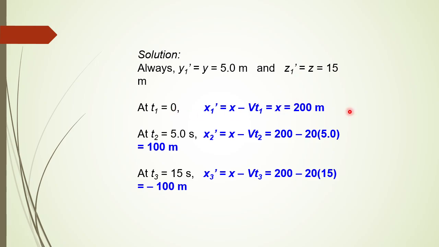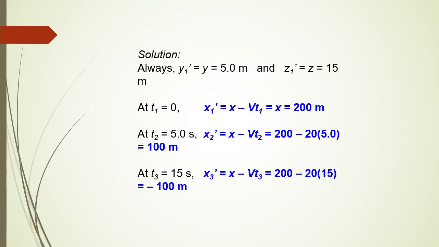Since t is 0, it will still be 200 meters because the two frames coincided at the start. At t2 equals 5 seconds, you just substitute t2 equals 5 seconds, and the distance is 100 meters. It's quite simple, right? Because the second frame that's moving is moving towards the object, at a later time it will measure a smaller distance. At time t3, you have already moved past the object's location. So x3 prime will be x minus vt3, with t3 being 15 seconds. You end up with minus 100 meters.